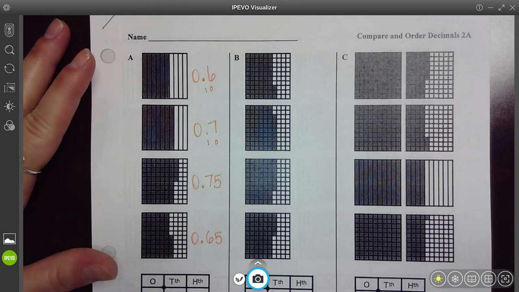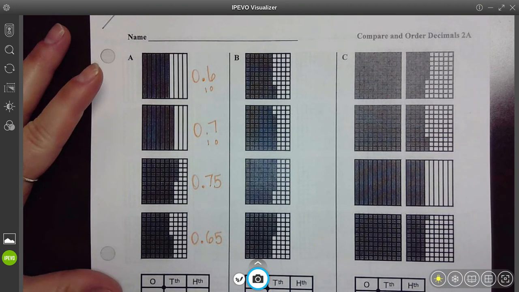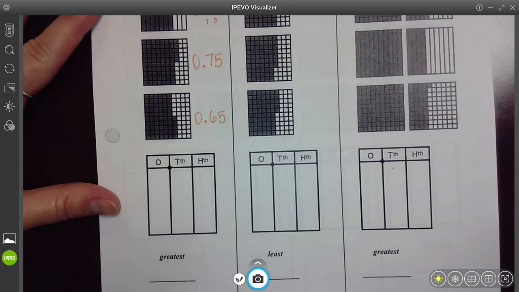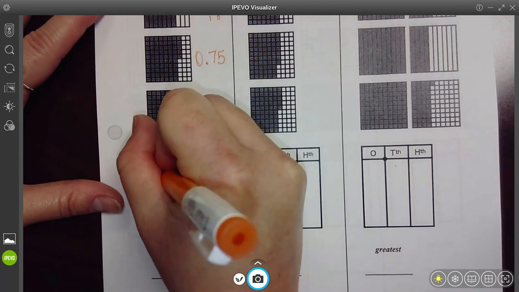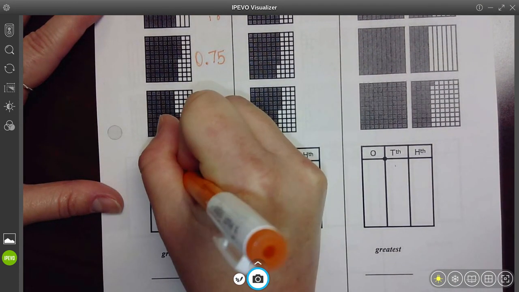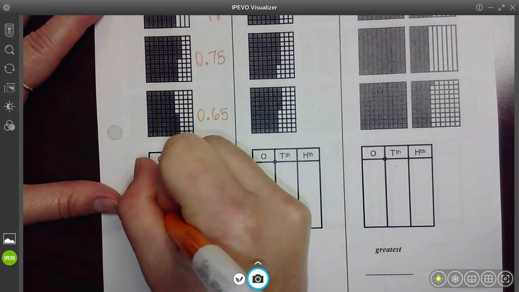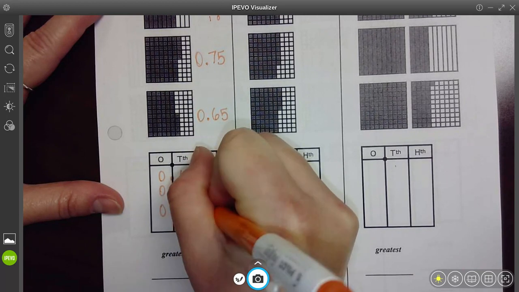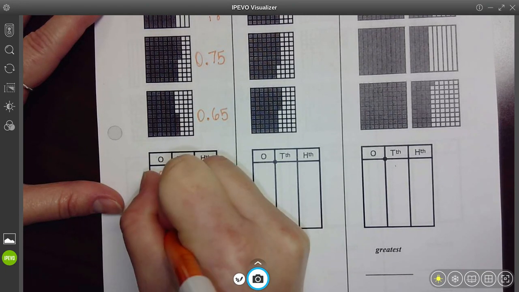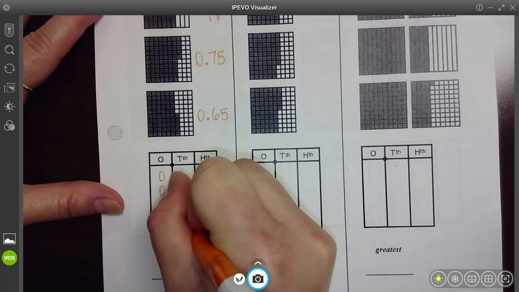All right. So just like yesterday, we're going to use a place value chart to compare. So I have 0 wholes and 6 tenths. I have 0 wholes and 7 tenths. I have 0 wholes and 75 hundredths. And I have 0 wholes and 65 hundredths.